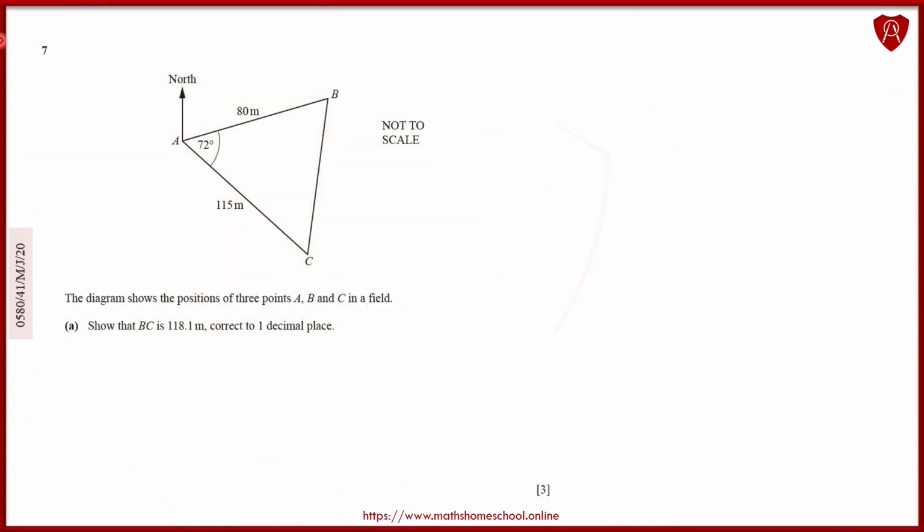Question 7 is on trigonometry. The diagram shows the positions of 3 points A, B, and C in a field. Show that BC is 118.1 meters, correct to 1 decimal place.